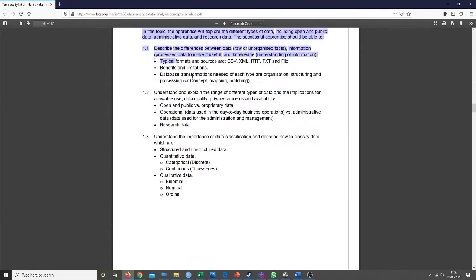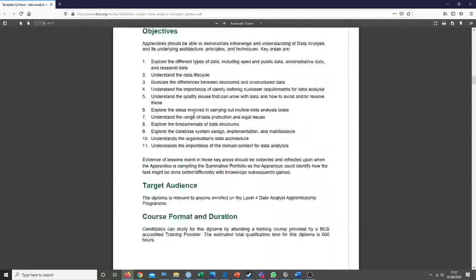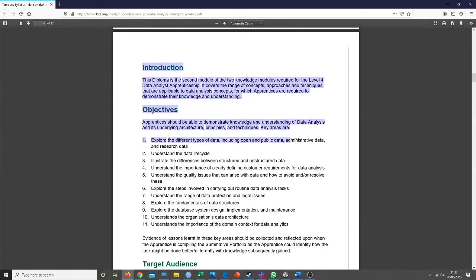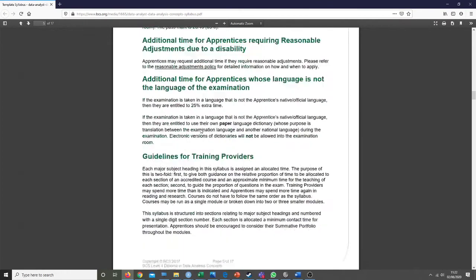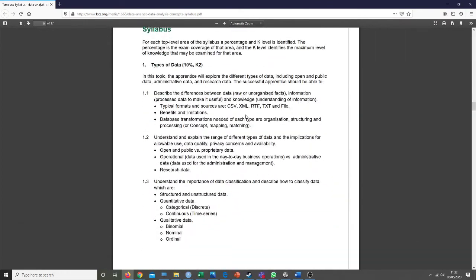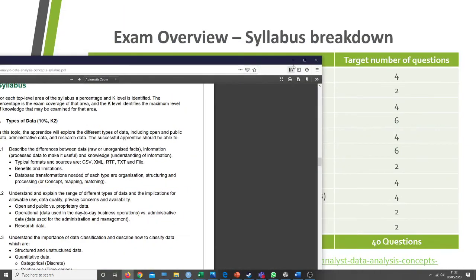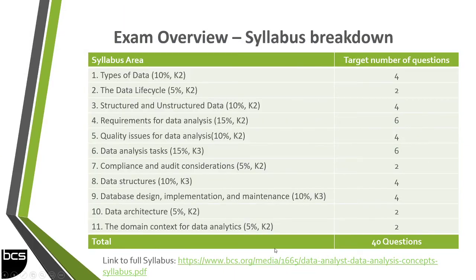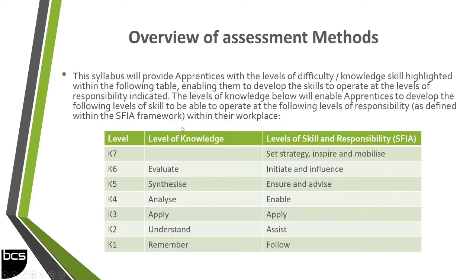So I've put here, which is explore the different types of data, including open and public source, administrative data and research data. That's your hierarchy objective. And then within that, that's again broken down into types of data, okay? So I'm not going to go through that word by word, but it's something that you should be reading for the first couple of weeks and just getting to grips of what you should be covering, okay?